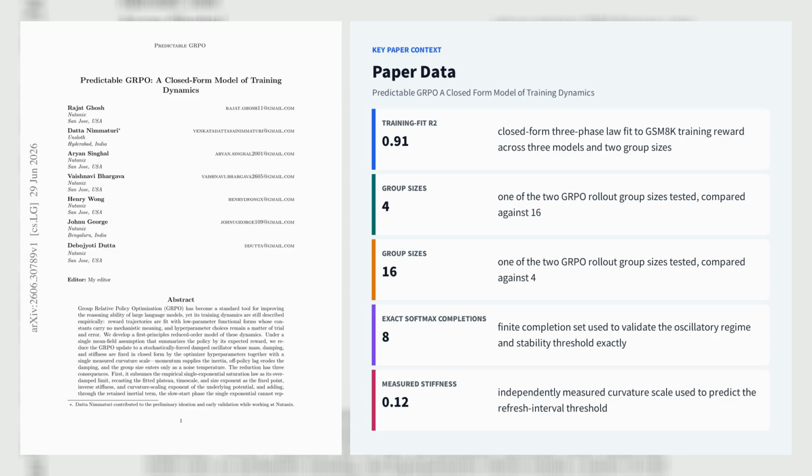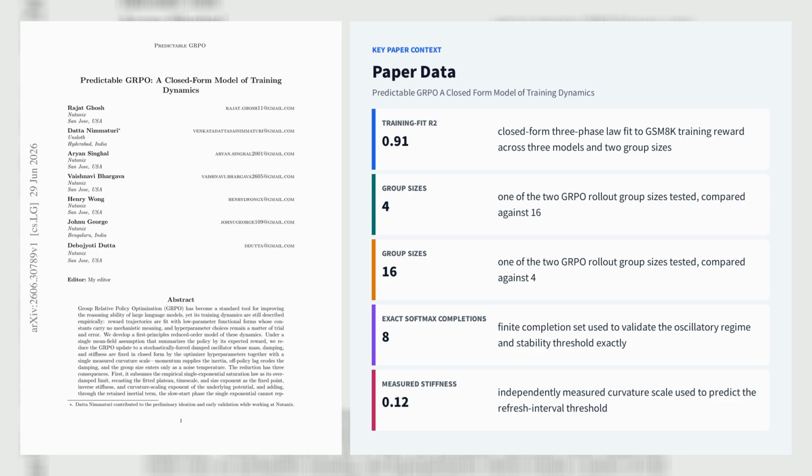Let's explore the third paper, Predictable GRPO: a closed-form model of training dynamics. Predictable GRPO, from researchers at Nutanix and Unsloth, turns group relative policy optimization from an empirical curve-fitting exercise into a closed-form dynamical model. Under a single mean field assumption, the paper reduces GRPO to a stochastically forced, damped oscillator whose mass, damping, and stiffness are determined by optimizer hyperparameters and one measured curvature scale.